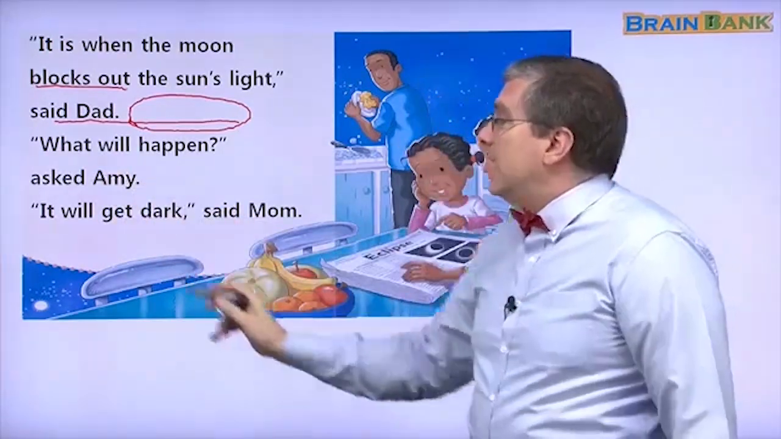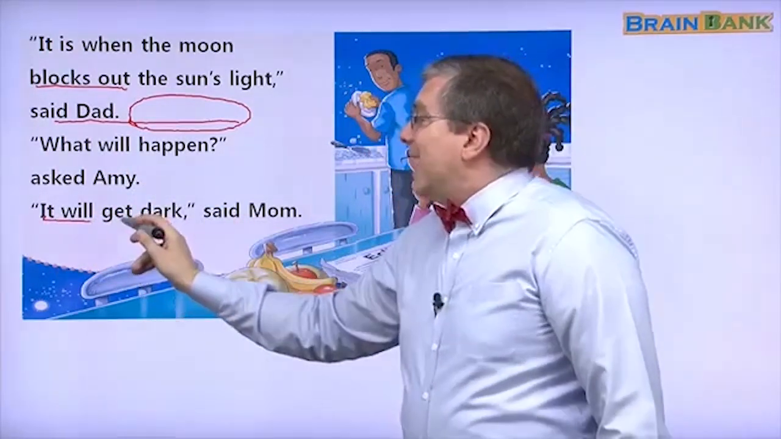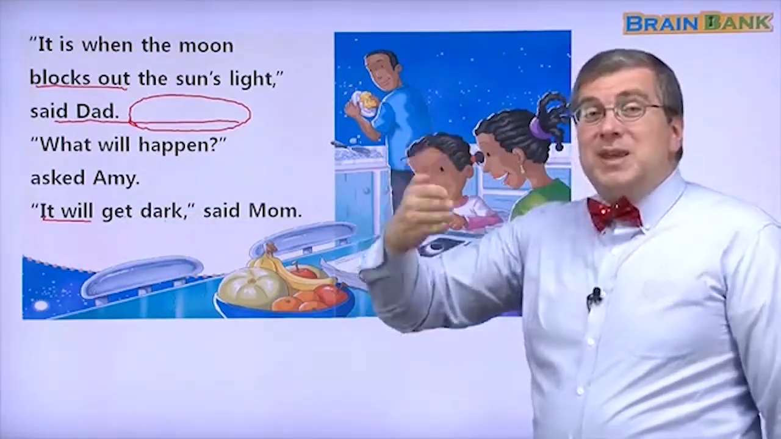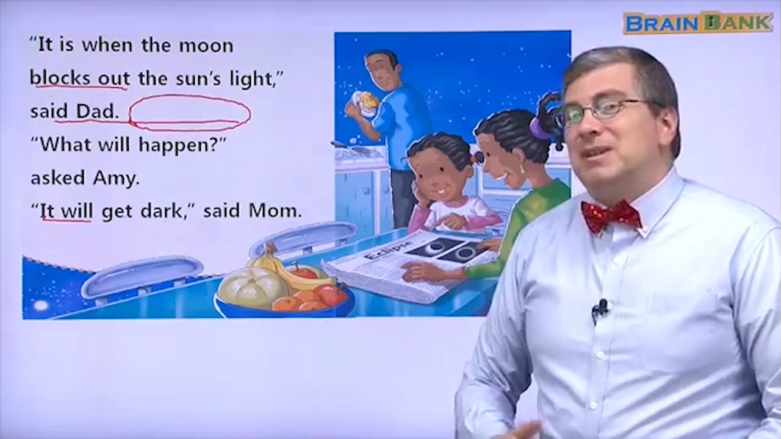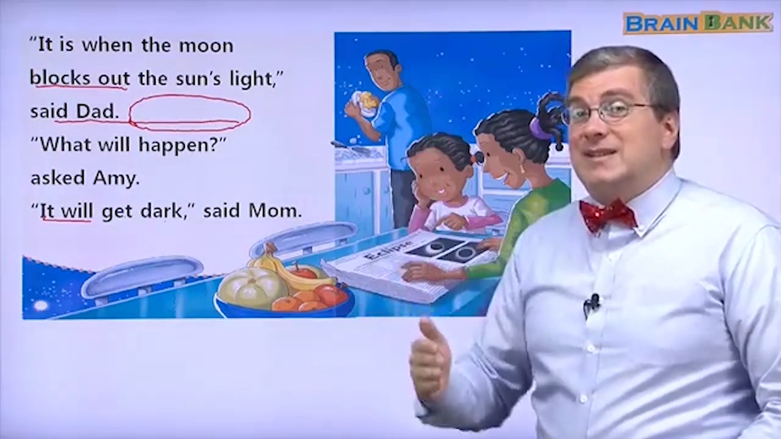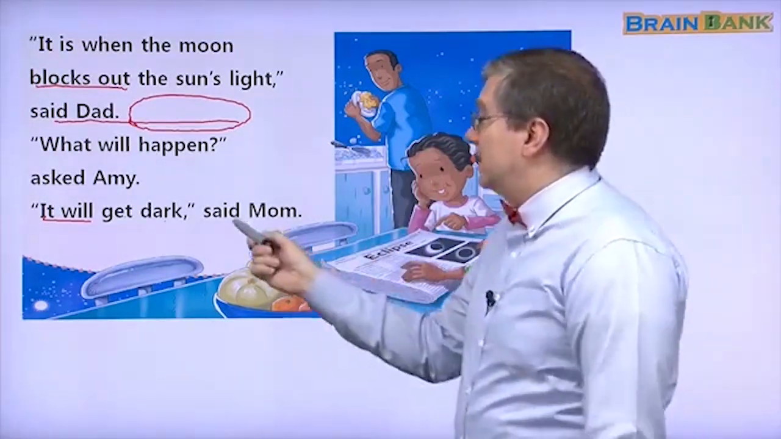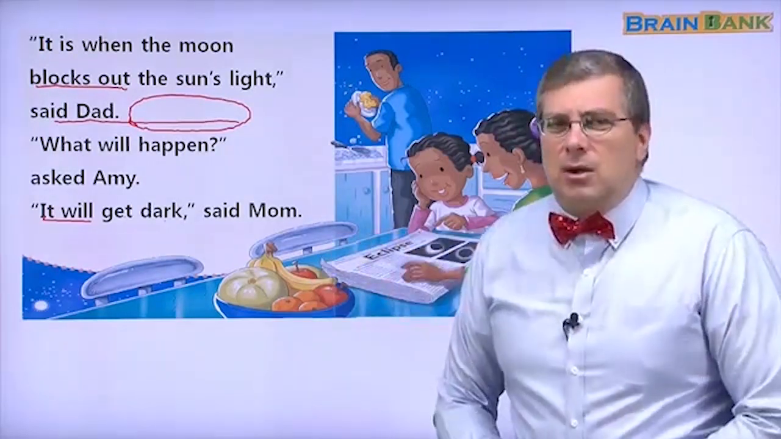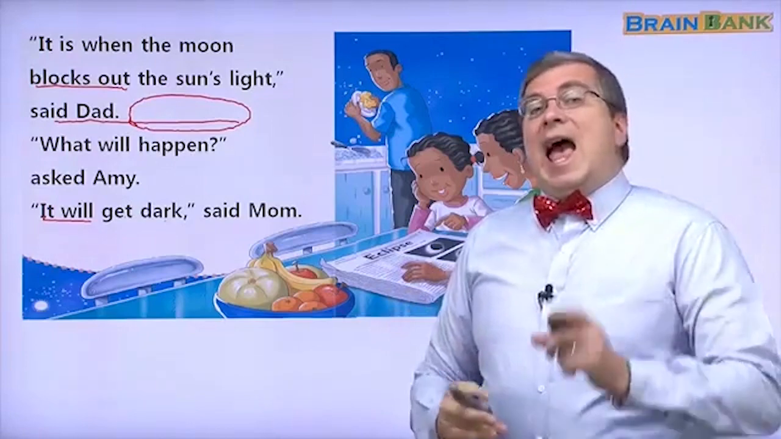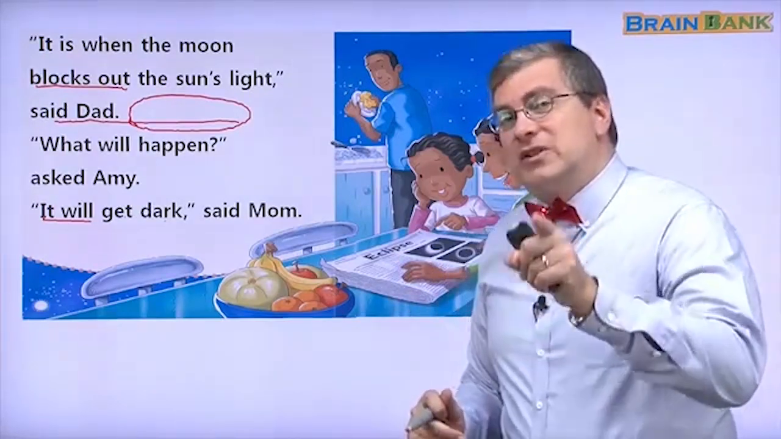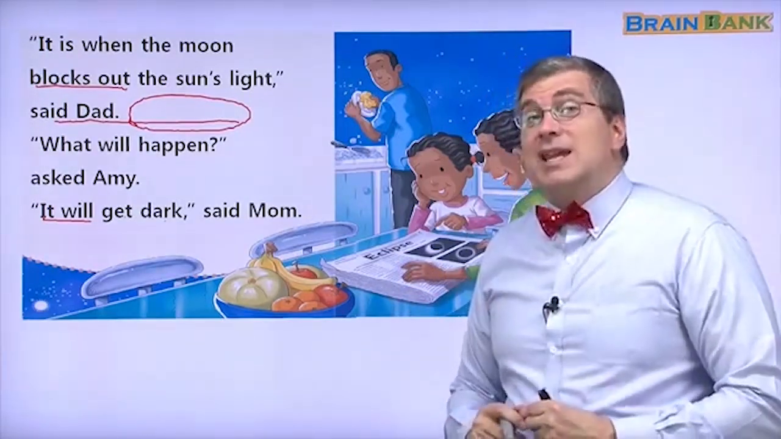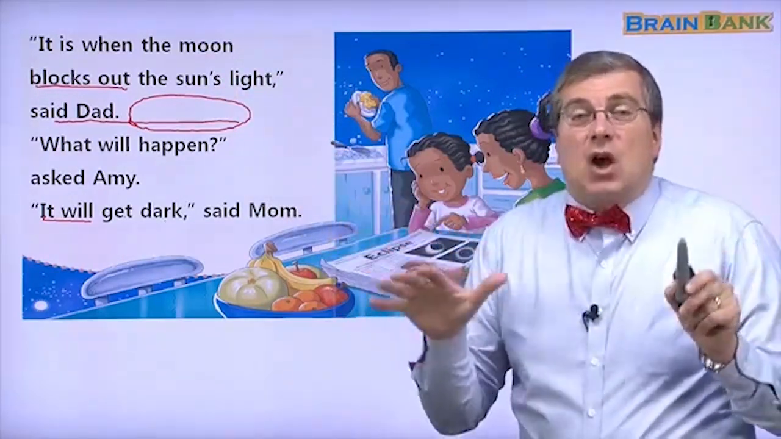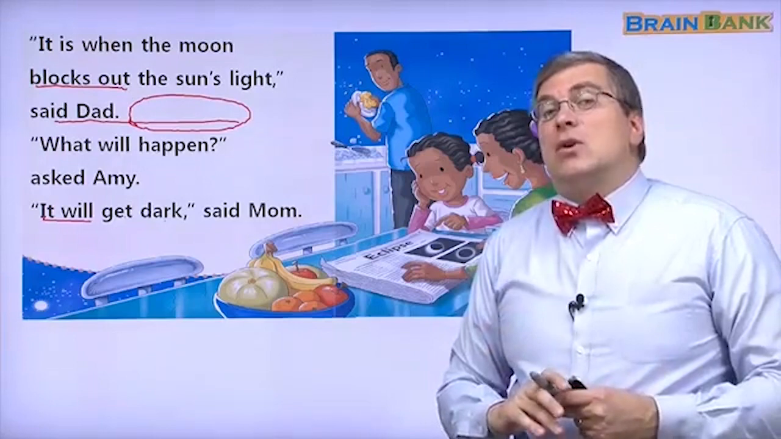뭐할게요, right? What will happen? Asked Amy. It will get dark. It will get dark. It will be like night. 밤에 비슷한데요, right? It will get dark. No light, said Mom. 무서워요. No, 무서워요 아니요. 재밌어요, right? Have you ever seen a solar eclipse? Everything gets dark at a solar eclipse.